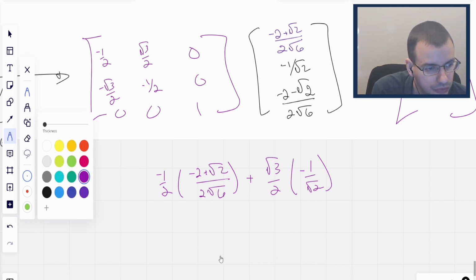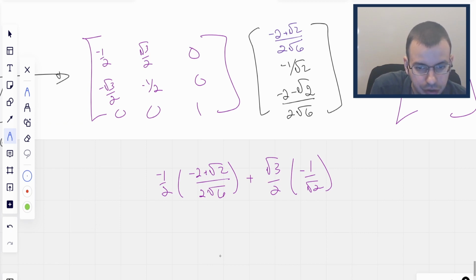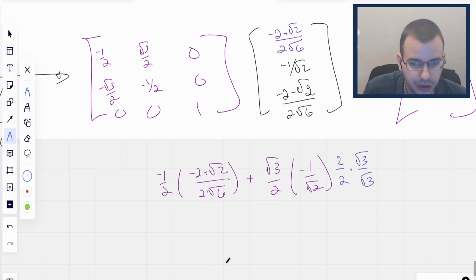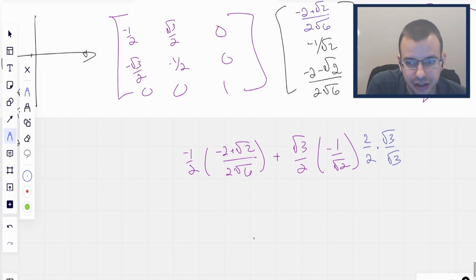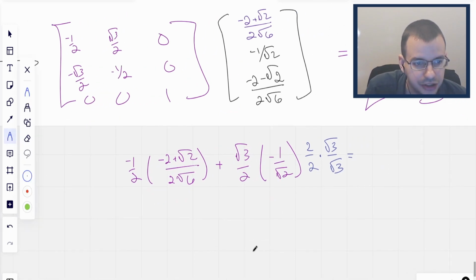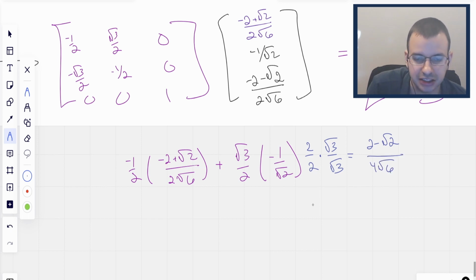So we have a 2. We're going to have another 2. So we're going to multiply by 2 over 2. And we need a 3. So we're going to multiply by square root of 3 over square root of 3. So this gives us 4 and square root of 6. Okay, so now they should have common denominators. So the negative 1 up top is going to make it 2 minus square root of 2 over 4 times the square root of 6.